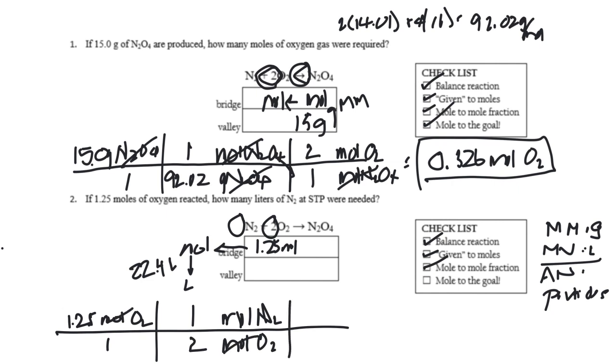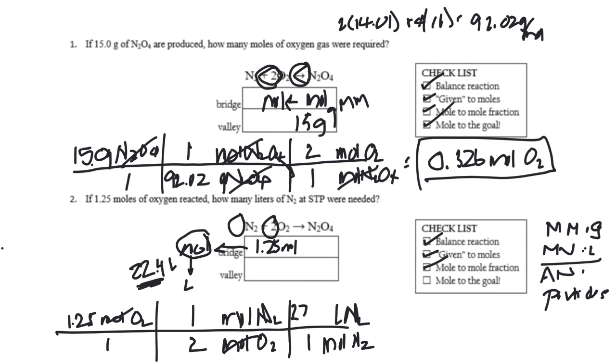Now I'm ready to go mole to the goal. So I'm at moles now. So I have moles of nitrogen. I want to get to liters of nitrogen. So remember, if I'm going from mole to one other substance, I put 1 next to mole. Now the number I put next to liter is not molar mass, it's now molar volume.